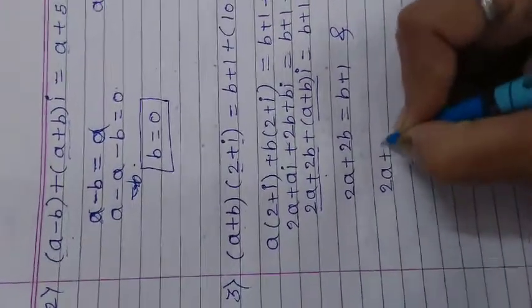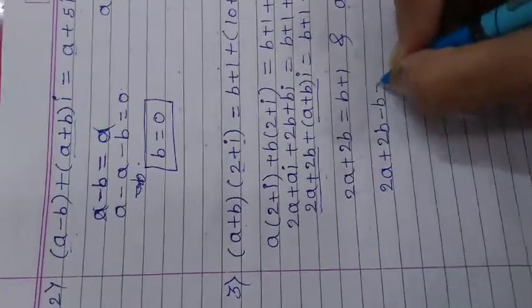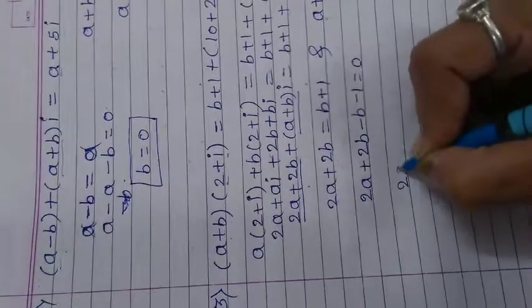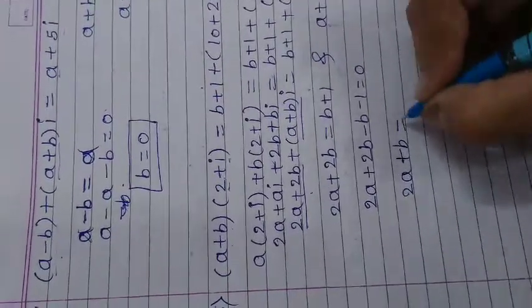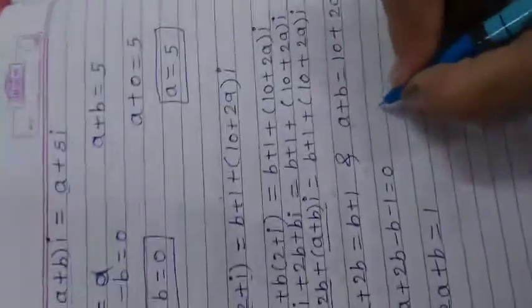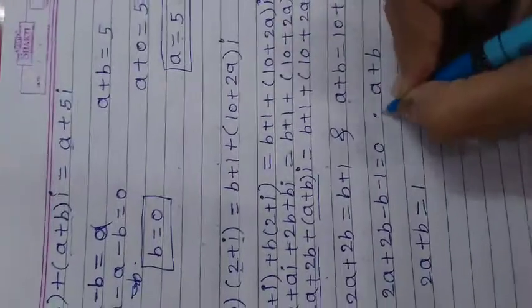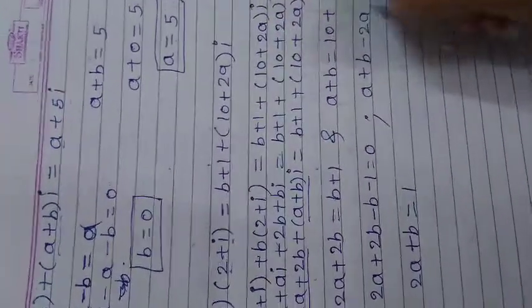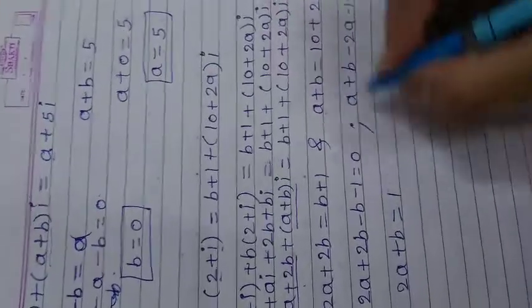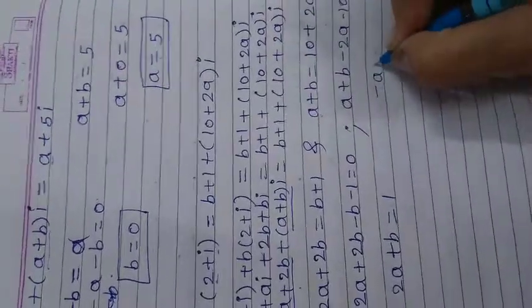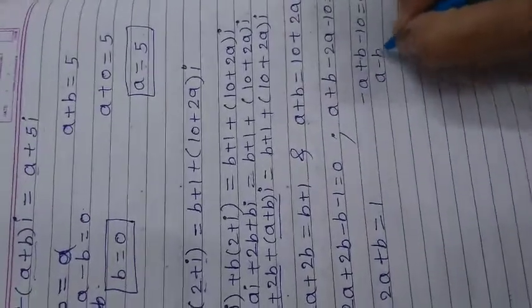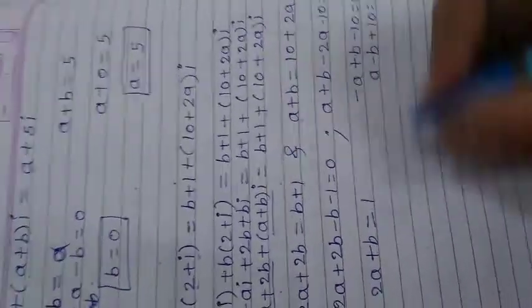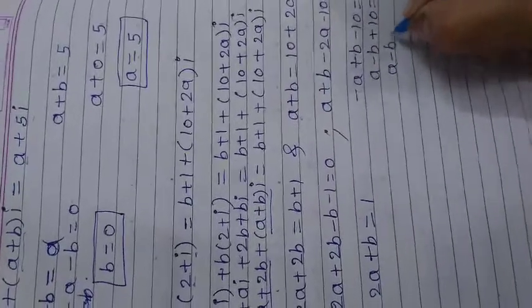So 2a plus 2b minus b minus 1 is equal to 0. So 2a plus b is equal to 1. Now here a plus b minus 2a minus 10 is equal to 0. So this is minus a plus b minus 10 is equal to 0, or a minus b plus 10 is equal to 0. So a minus b is equal to minus 10.